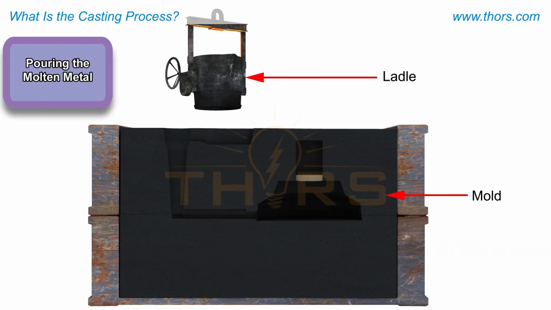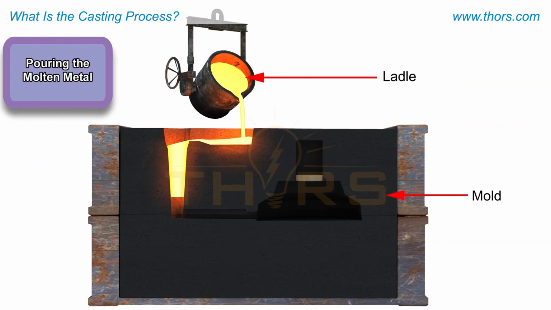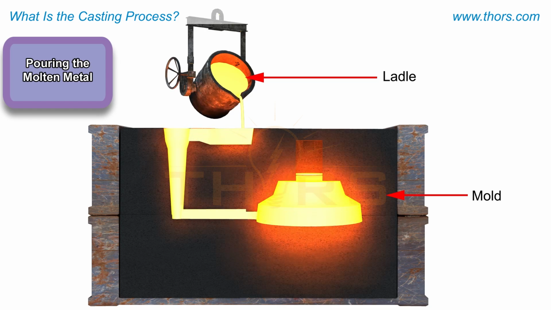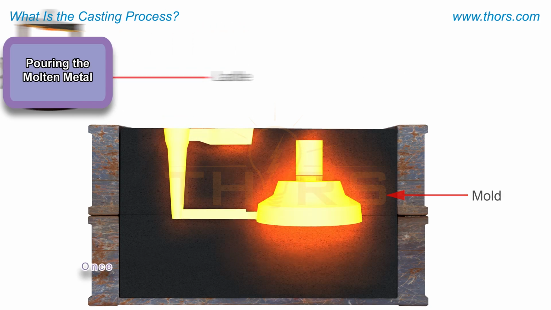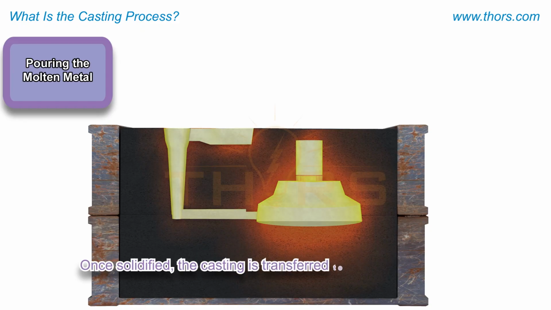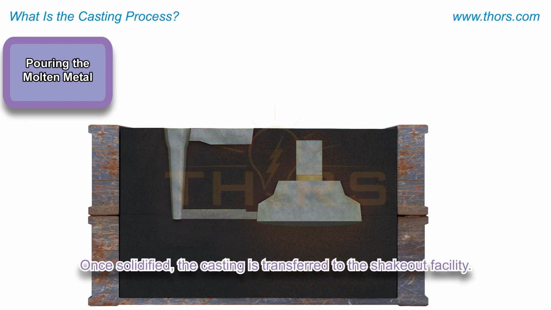The molten metal is then poured into the prepared mold made of sand, where it is allowed to cool and solidify. Once solidified, the casting is transferred to the shakeout facility in the foundry for the shakeout process.